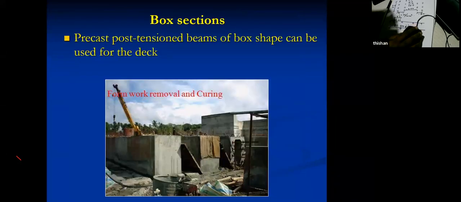And this is the Orugodawatta flyover. This is the Mattakkulla flyover. You can see these box type beams.